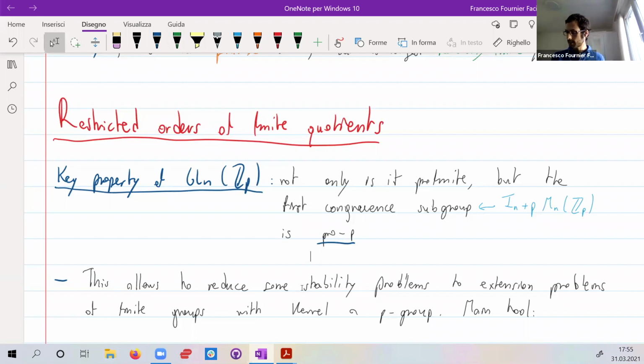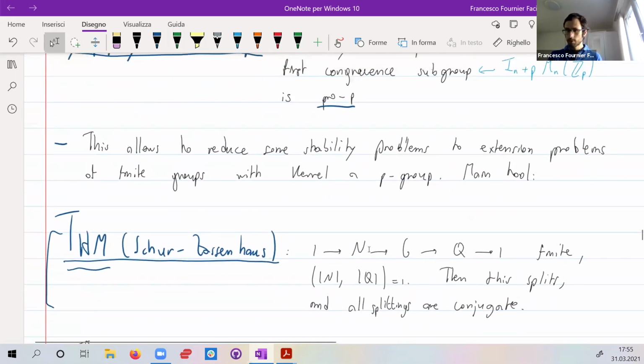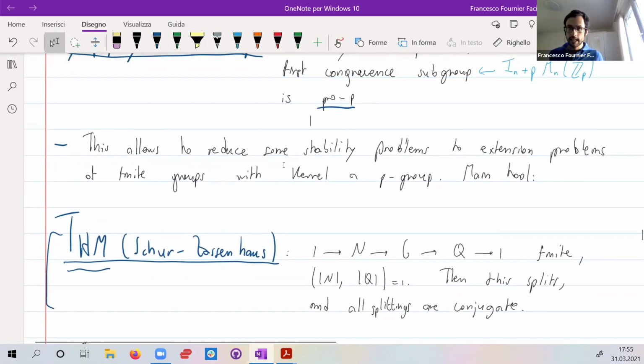And this fact here, that the first congruence subgroup is pro-p, actually tells you that the kernels of these lifting problems are finite p-groups. And these kinds of lifting and extension problems with finite groups, with some hypotheses on the order, have been well studied for a really long time. In particular, there is the following very useful theorem, the Schur-Zassenhaus theorem: if you have an extension of finite groups where the kernel and the quotient have coprime order, then this extension splits. There is a homomorphic section, and moreover, all splittings are conjugate. This is a very classical and important result.